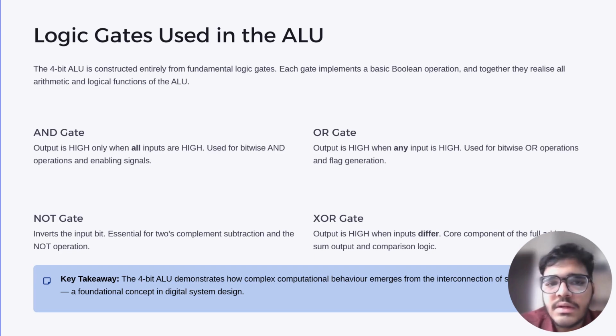The ALU is built using basic logic gates such as AND, OR, NOT, and XOR gates. Each gate performs a simple Boolean expression. By combining these gates, we can perform complex operations. As I mentioned, AND gate, NOT gate, OR gate, and XOR gate. The takeaway is that a simple 4-bit ALU demonstrates complex computational behavior from the interconnection of foundational concepts of digital system design.